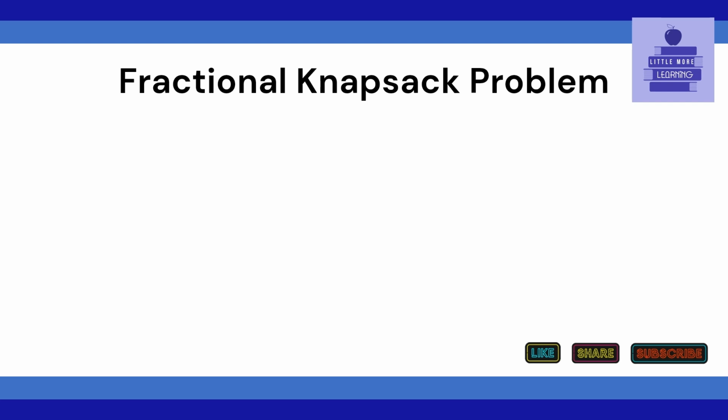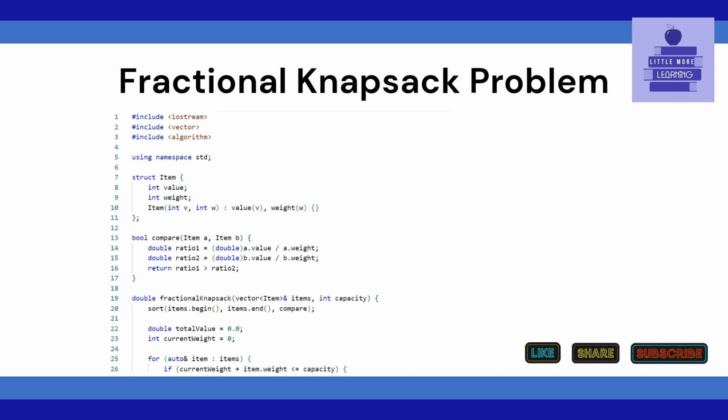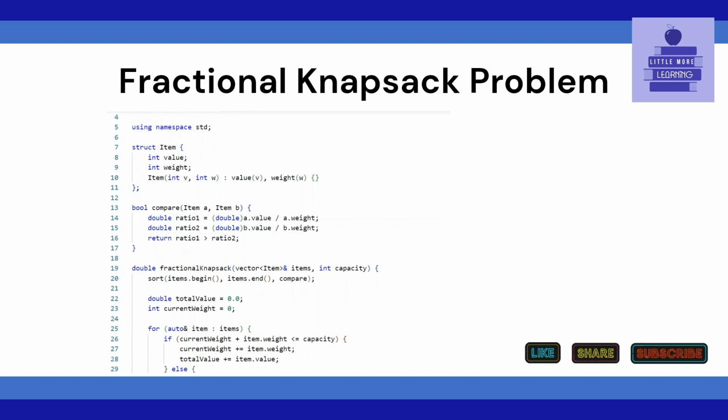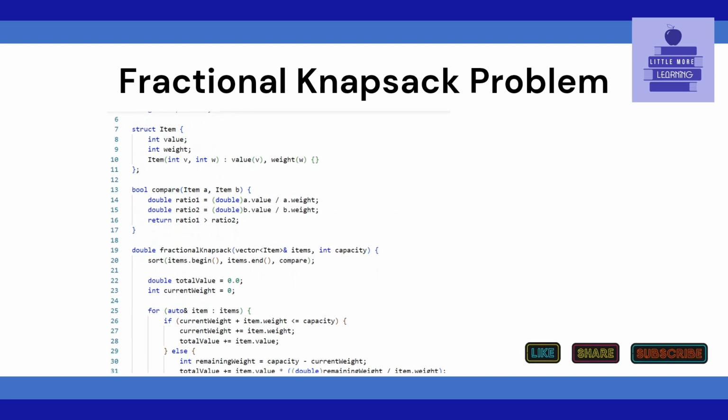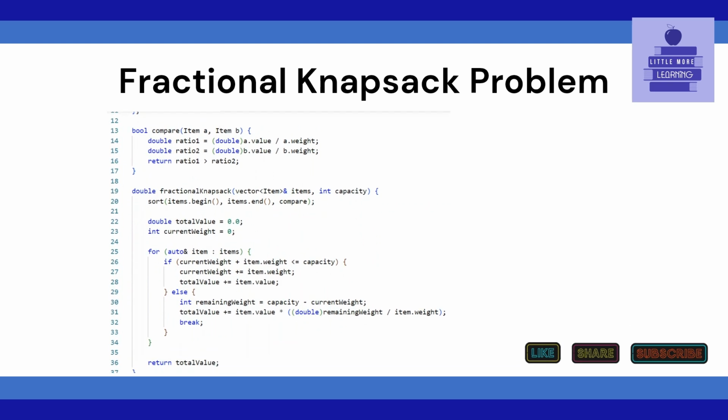Fractional knapsack problem is an optimization problem where you can take fractional amounts of items to maximize the total value in a knapsack of limited capacity. Steps involved are: calculate ratios, sort items, and fill knapsack. In this C++ code, the item structure represents an item with a value and weight. Comparison function sorts items by their value-to-weight ratio in descending order. Sort the items based on their value-to-weight ratio.